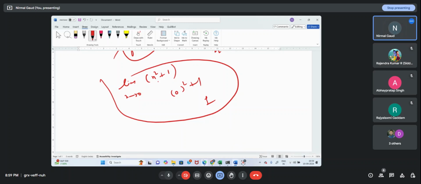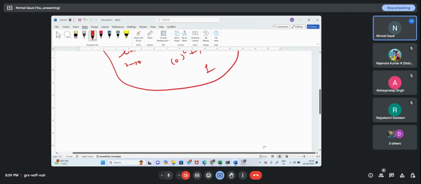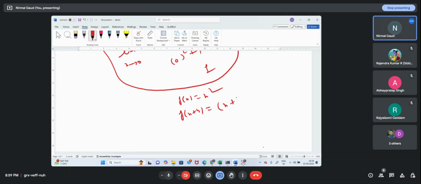Here, if you have the function x square and an increment in x, that means a very small increment, delta x, and let us suppose it is h. If f of x is equal to x square, then f of x plus h will be x plus h whole square. That is a plus b whole square, which means a square plus 2ab plus b square.